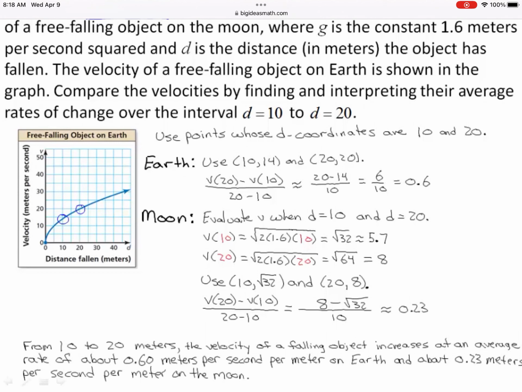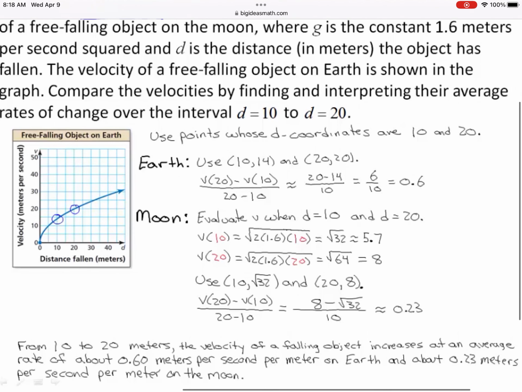So from 10 to 20 meters, the velocity of a falling object increases at an average rate of about 0.60 meters per second per meter on Earth, and about 0.23 meters per second per meter on the moon.